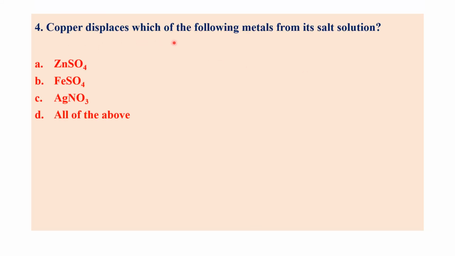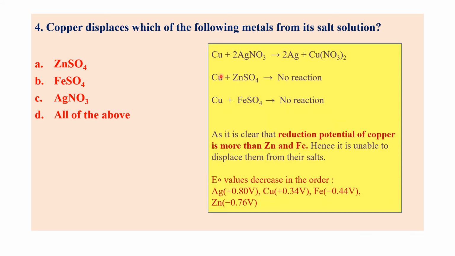Copper displaces which one of the following metals from its salt solution? Zinc sulfate, iron sulfate, silver nitrate, all of the above. So we will look at the reduction potential of these metals. Copper, when reacting with silver nitrate, will form silver metal and copper nitrate. Copper, when reacting with zinc sulfate, there is no reaction, it means there is no replacement. And copper, when reacting with iron sulfate, also there is no replacement of iron.